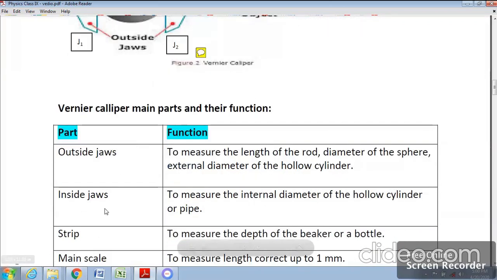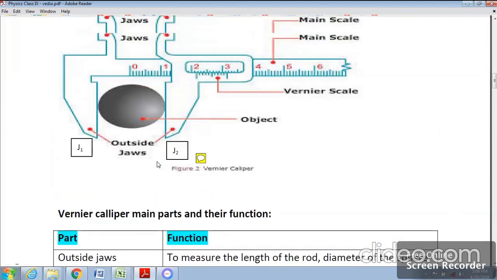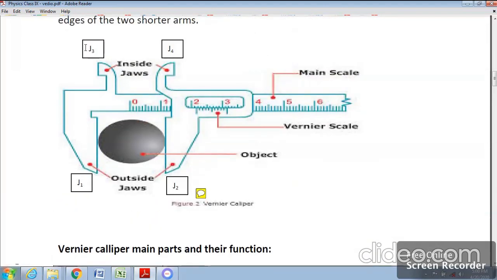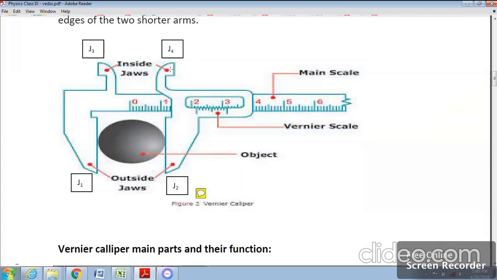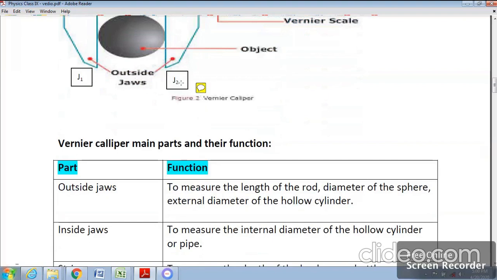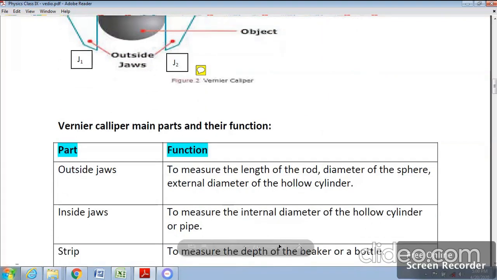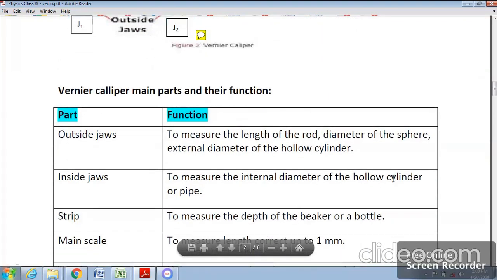Next is the inside jaws. J3 and J4 are the inside jaws, in which J3 is the fixed jaw, that is fixed with the main scale, and J4 is movable on the vernier scale. The function of the inside jaws is to measure the internal diameter of a hollow cylinder or pipe.